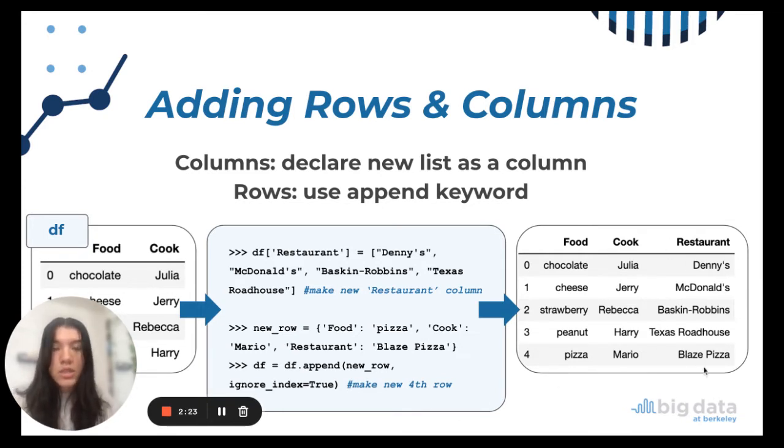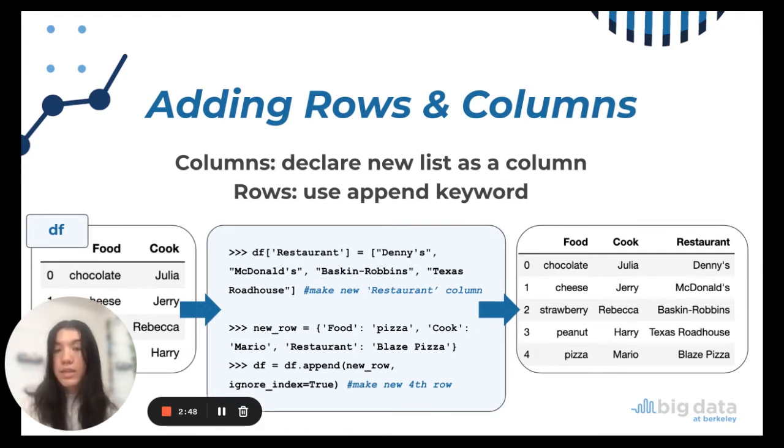How are we going to do this? We are going to first declare a new list as a column. So we name our column restaurant, and we assign it to a list. And our list are the restaurant names. So Denny's, McDonald's, Baskin Robbins, and Texas Roadhouse. So this successfully makes our new restaurant column.